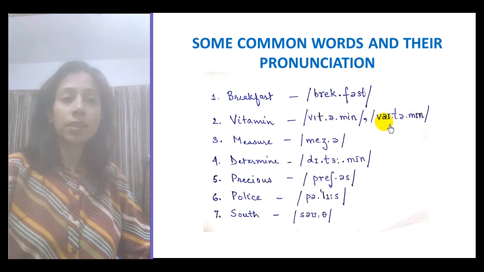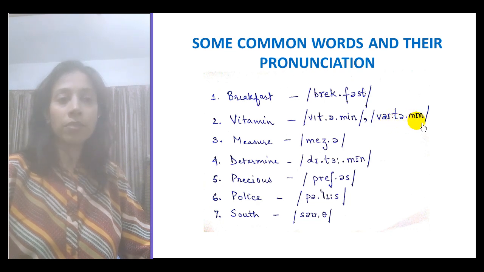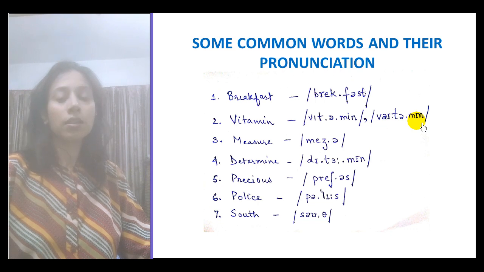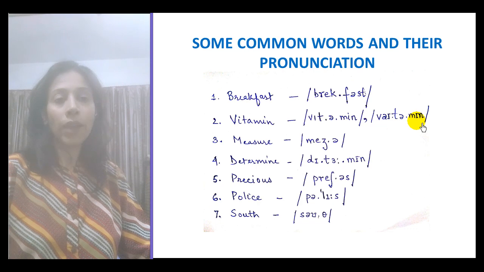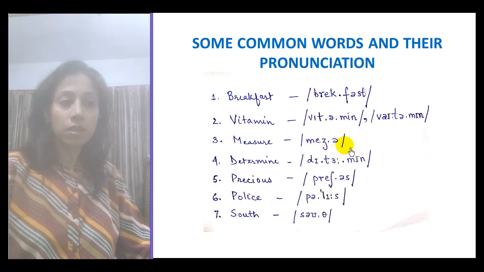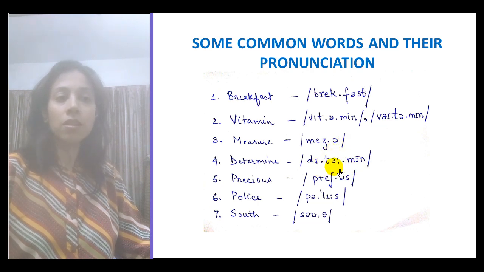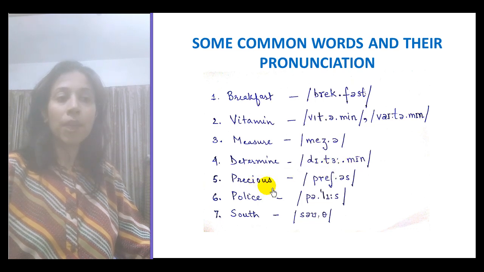As you can see, this sound in between is the I sound. So these two pronunciations are correct ones. You can say vitamin or vitamin, both of them are correct. Then the next word is measure. Measure, right? Okay, the fourth word is determine. Determine. This is the sound. So you have determine. Next to that is precious.